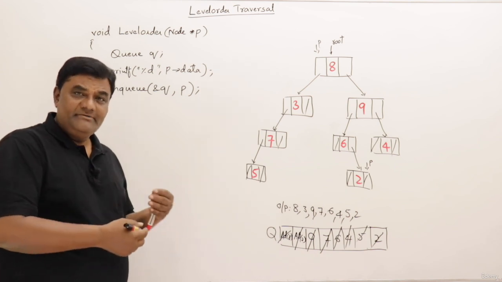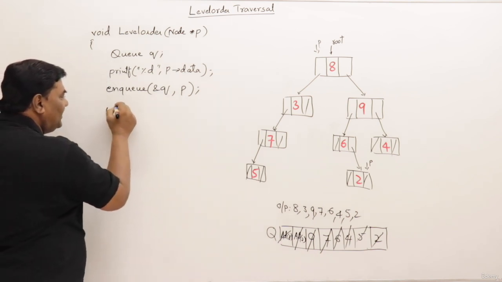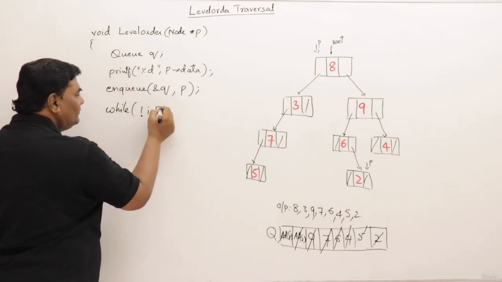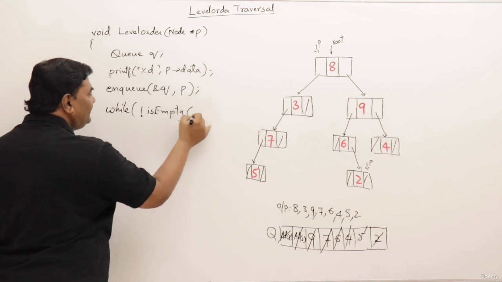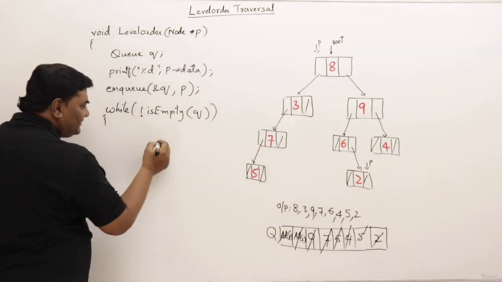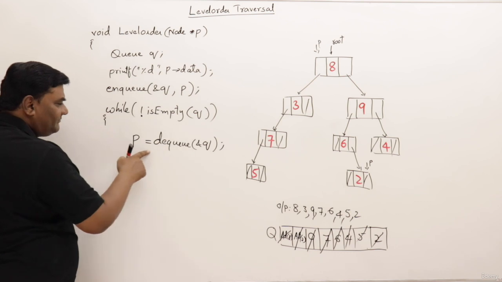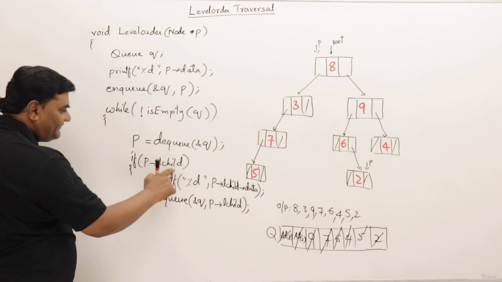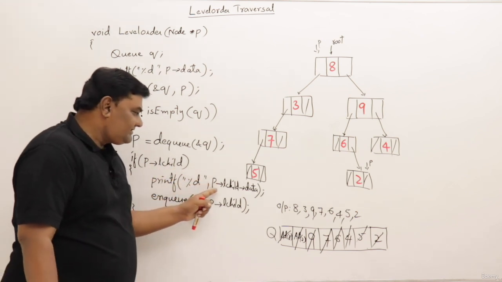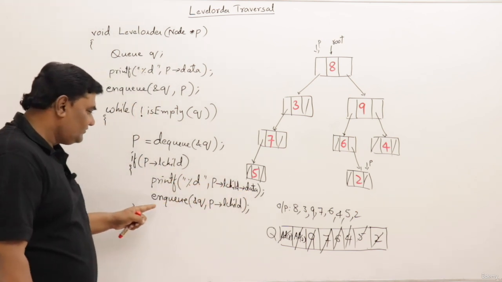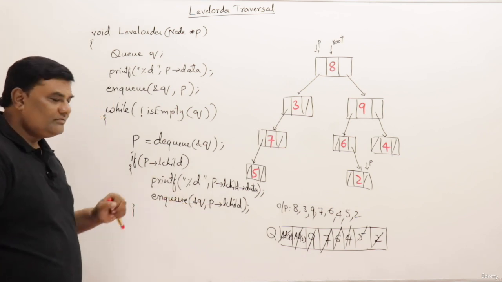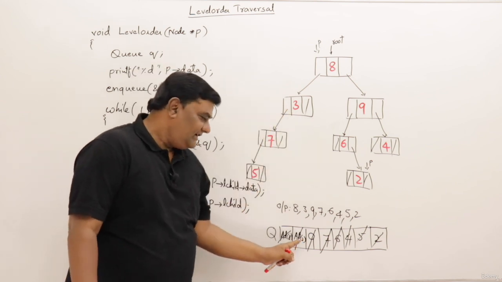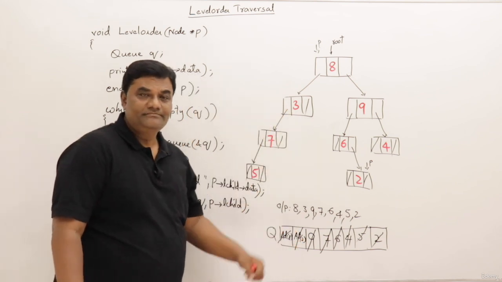Now the procedure is a repeating procedure, so I will write a loop. We have to stop when q becomes empty, so while not isEmpty q, means as long as q is not empty, continue. First step is take out an address from q, so dequeue. Take out an address from q and take it in pointer p. Then print left child if it is there. If p's left child is there, then print p's left child's data and also insert the address of left child into q. Like this node's data is printed, that is 3 is printed, and the address of 3 is enqueued in the queue.